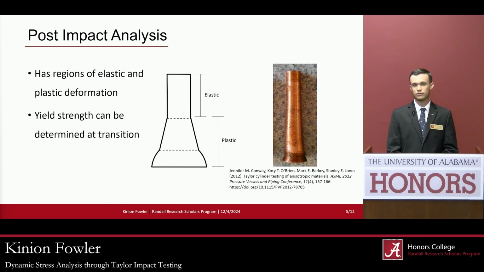A typical sample after a Taylor impact test looks something like this. On the right is a sample of rolled copper that has just undergone a Taylor impact test. The middle is a graphic that depicts the two different methods of deformation. So on the end that's closer to the plate, the target plate, it undergoes plastic deformation, and farther away, it undergoes elastic deformation. Elastic deformation is where a sample deforms but returns to its original shape, whereas plastic deformation is permanent deformation that does not return to its original shape.